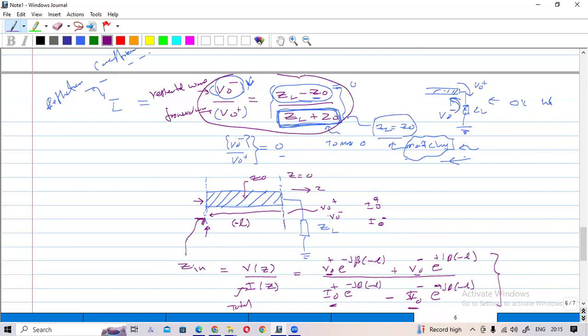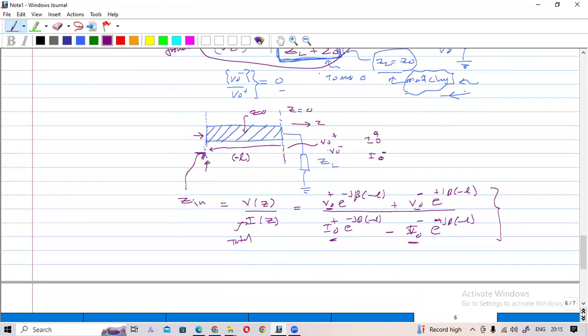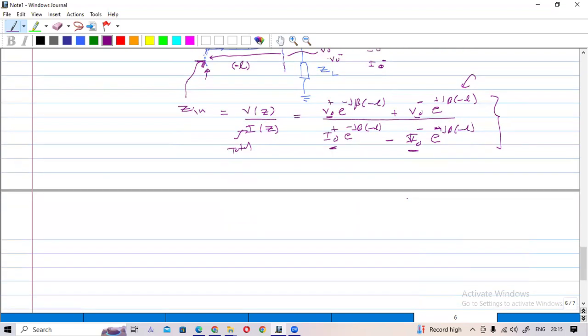This one you can get rid of and you can put ZL and Z naught only in this equation. Try to make it. Finally you will be able to get the equation for Z in that is equal to Z naught into ZL.